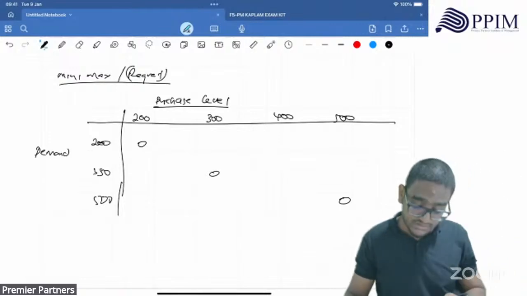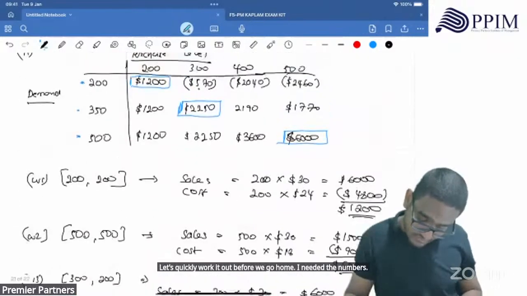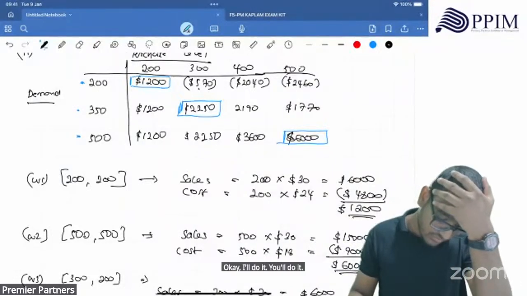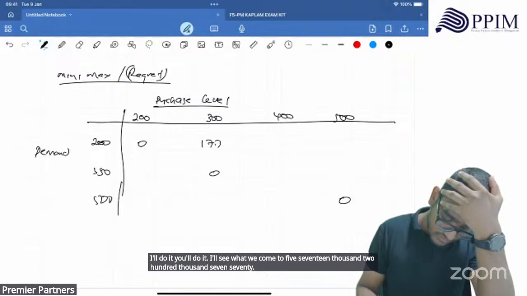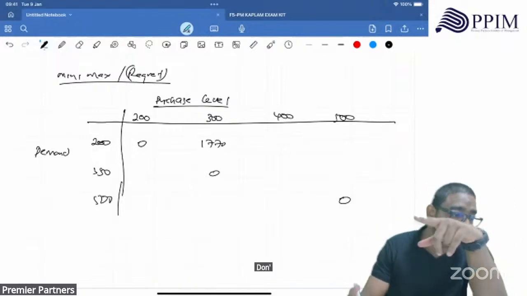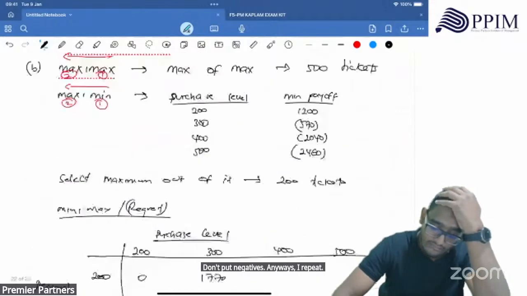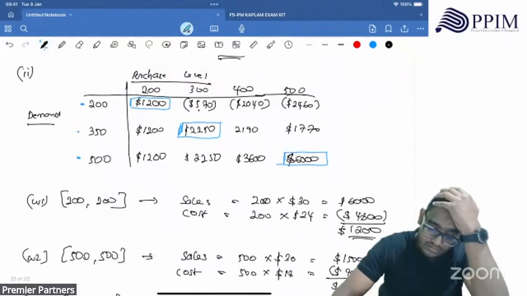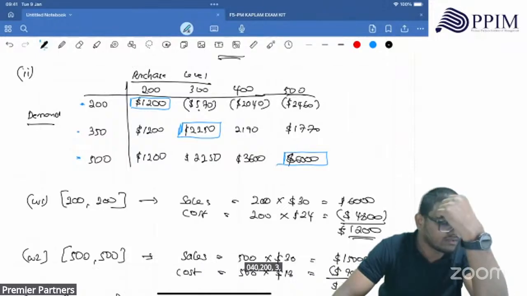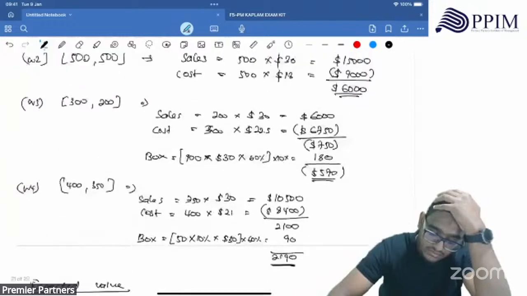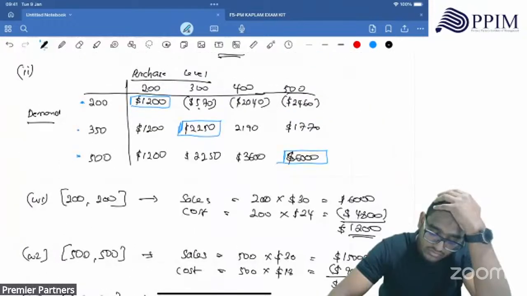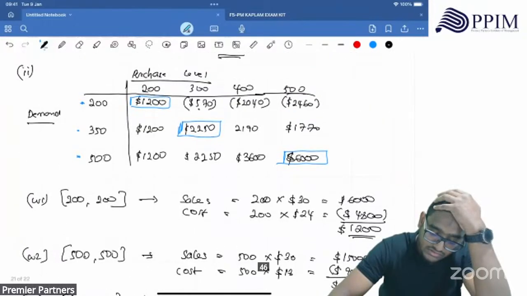I need those numbers. Okay, I'll do it, you'll do it. We'll see what we come to. 570, 1200 is 1770. Don't put negatives. Anyways, are equal. 2040, 1200, 3240. So 460, 3660.